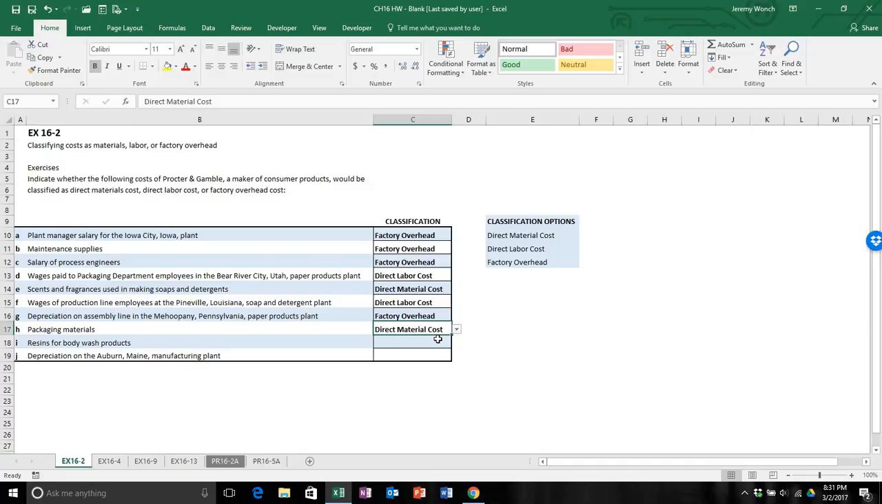Resins for body wash products, that's something that goes into the product directly, so that's going to be a direct material cost. And then again, we have depreciation on manufacturing equipment, and depreciation is almost always going to be a plant manufacturing or factory overhead cost. So pretty simple one. Nice warm up to kind of get started here. This first chapter 16, it's really a lot of terminology and just getting used to different words and terms and what they mean.